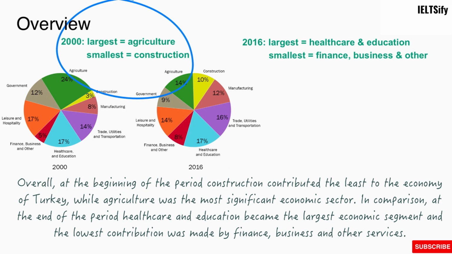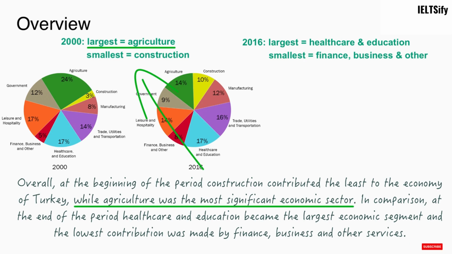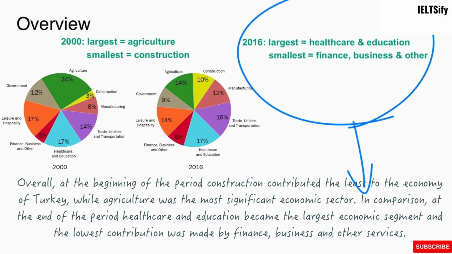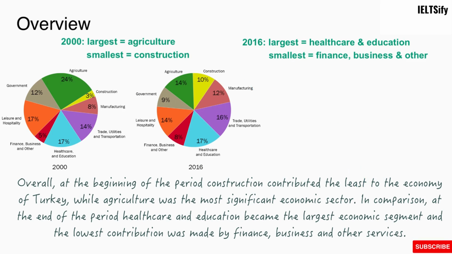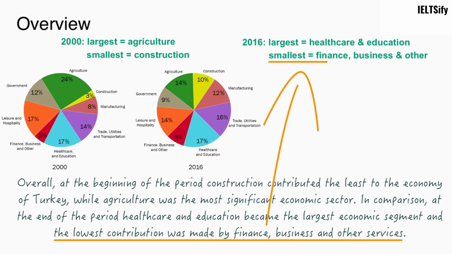Then we use our key features for the year 2000. I write that construction was the smallest economic segment, and agriculture was the largest economic segment. After that, I start a new sentence to describe the key features of the year 2016. You can see that I used a very nice linking structure, in comparison, to show that I'm comparing both charts. And then again, I just list the largest economic segment and the smallest economic segment in that year.